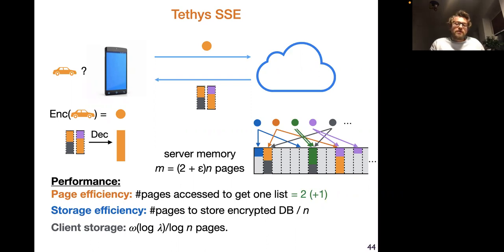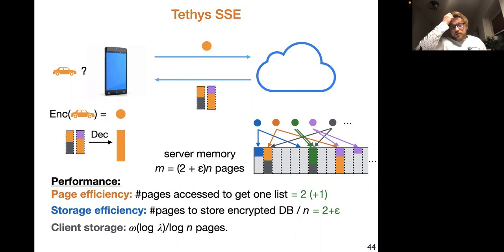So we also need to retrieve the number of sublists for each list. And this essentially is the +1. So essentially we have page efficiency 3 for Tethys. Storage efficiency is 2 plus epsilon, because we need that many pages in order for Tethys to work with negligible failure probability. And the client storage is the size of the stash. So a few pages in practice.